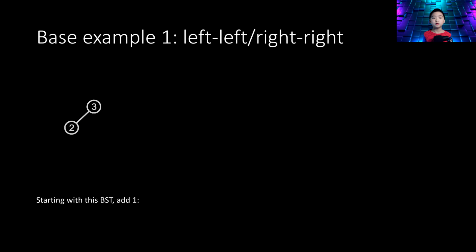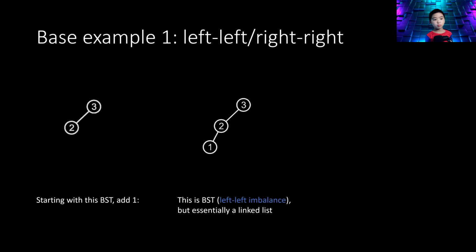Before we dive into AVL trees, let's look at some basic examples. We'd start with a binary search tree which only contains two nodes, 3 and 2. In this BST, 2 is the left child of 3. Now let's add a new value 1 to this BST. The node 1 will become node 2's left child, and in this BST, it has two levels of children, so it doesn't have any right children. This is called the left-left imbalance. It is equivalent to a linked list.